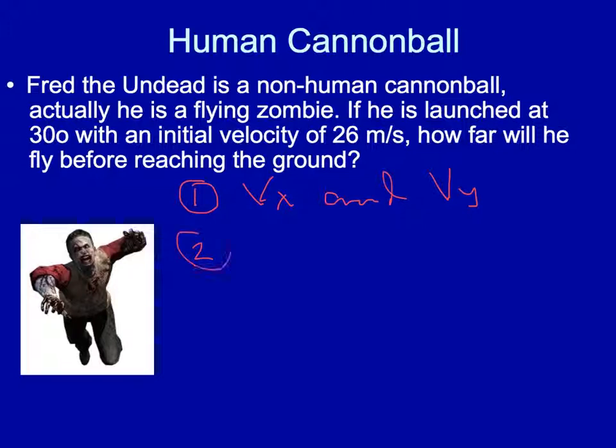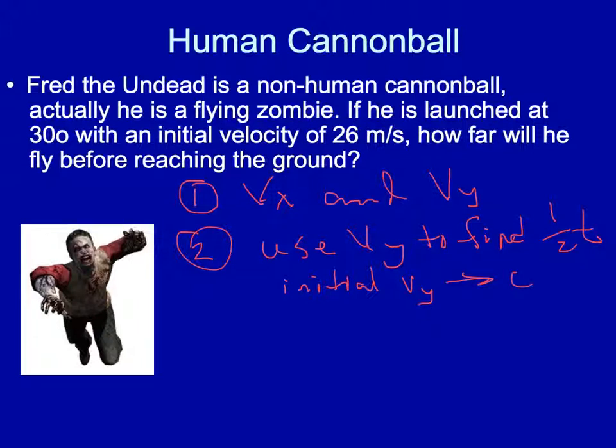Number two, use Vy to find half time. In other words, you can use Vy to figure out the time to the top of the arc. And kind of the important thing to realize is at the top of the arc, there is no Vy. So Vy essentially goes from whatever the initial Vy was to 0. So it goes from initial Vy all the way to 0 at the top. 3, double the time you found. So double the answer you got for number 2.